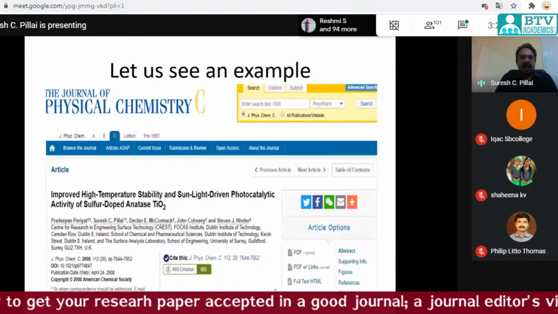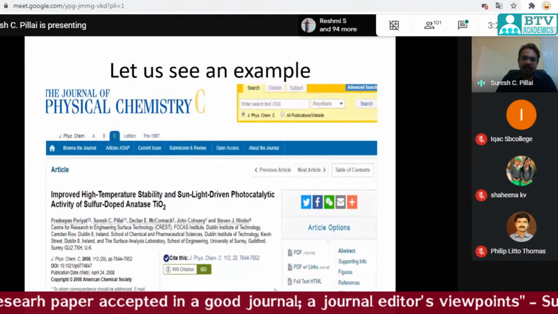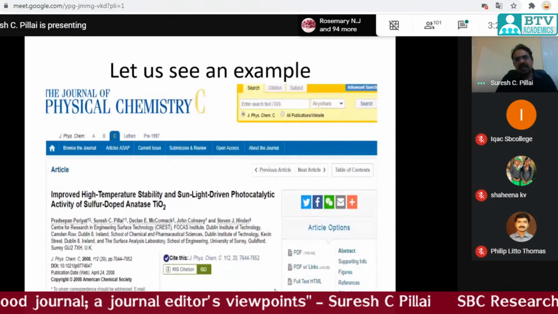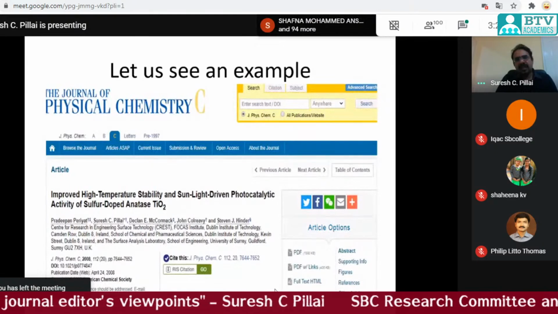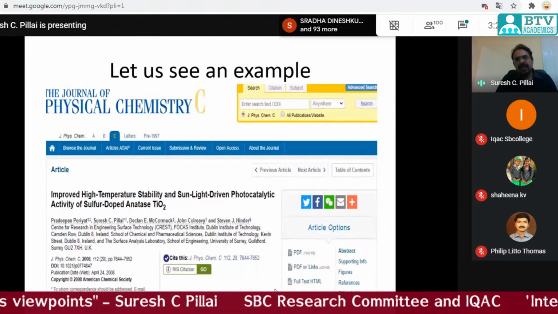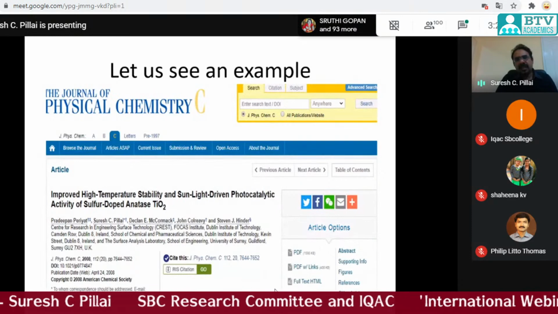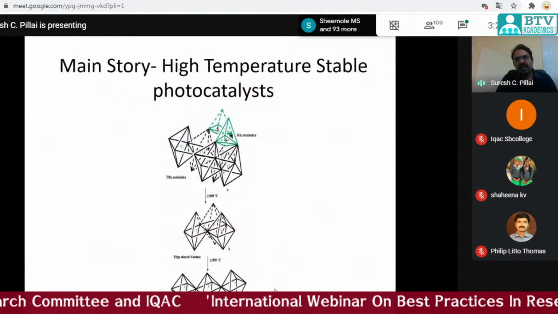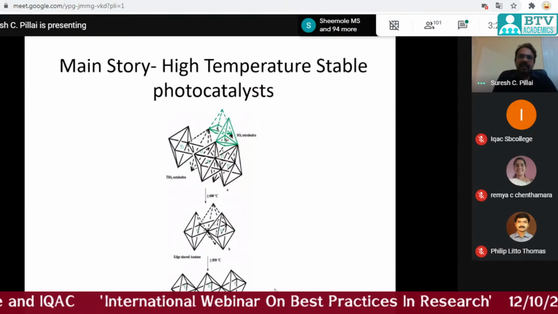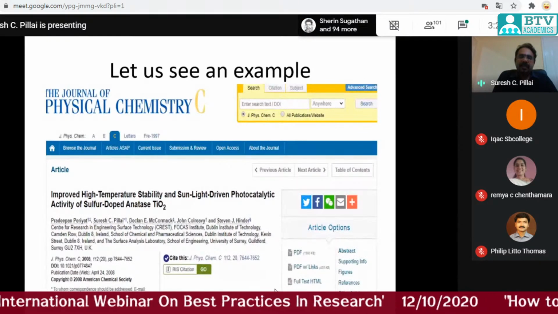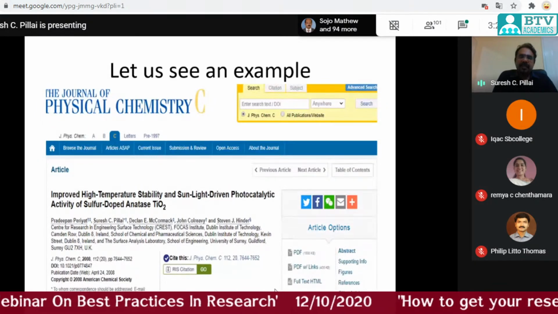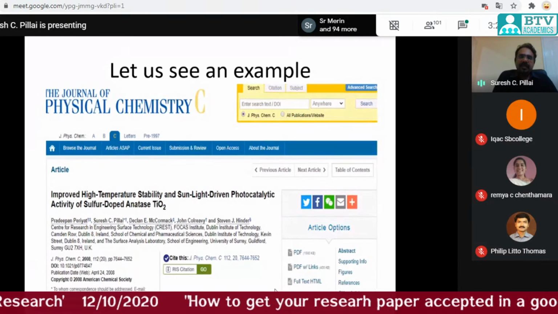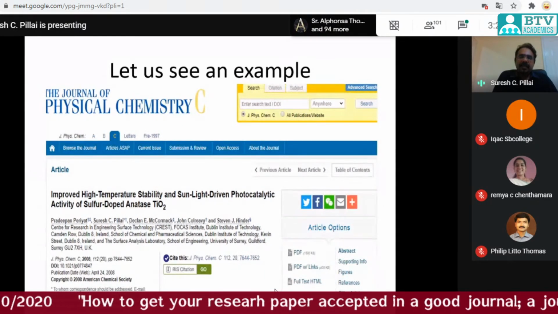Pradeepan prepared this material. Very simple procedure. He used titanium isopropoxide and sulfuric acid, and mixed them together. And then he developed a sulfur-doped titanium dioxide. Then he tested the photocatalytic activity, and it showed improved photocatalytic activity compared to pure titanium dioxide. So the main thread of the story is high temperature stability, because there were a number of photocatalysts reported. There were a number of high temperature stable materials reported, but this particular compound showed two properties. One is high temperature stability and also sunlight driven photocatalytic activity.